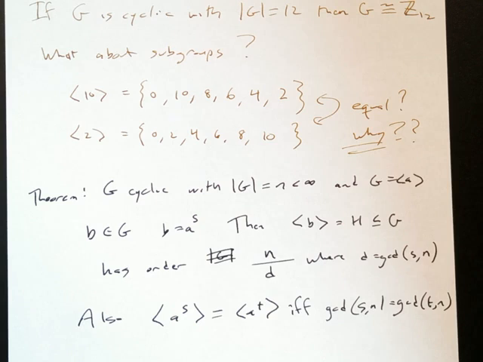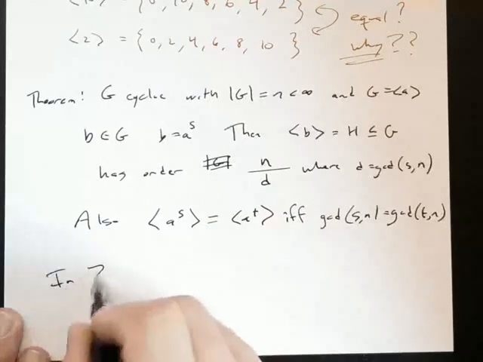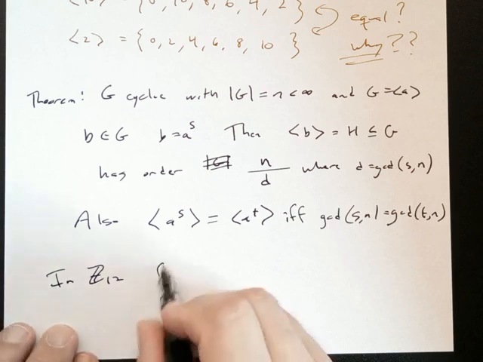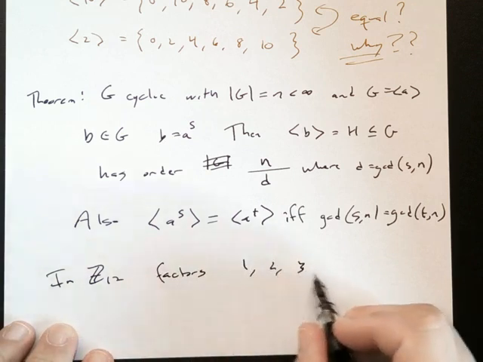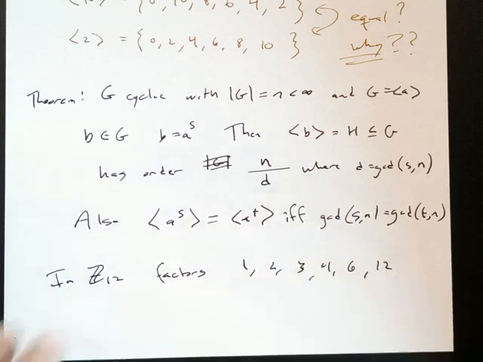So I need you to make a list for me. What possible numbers could be greatest common divisors with 12? Well, that's all the possible factors of 12, right? So I have 1, 2, 3, 4, 6, and 12 itself.